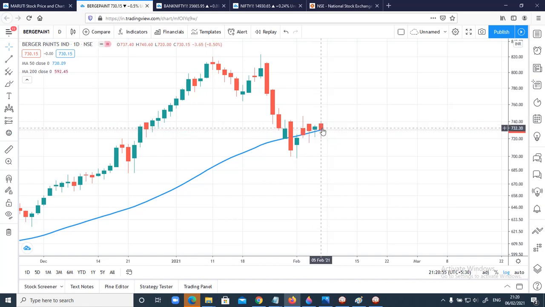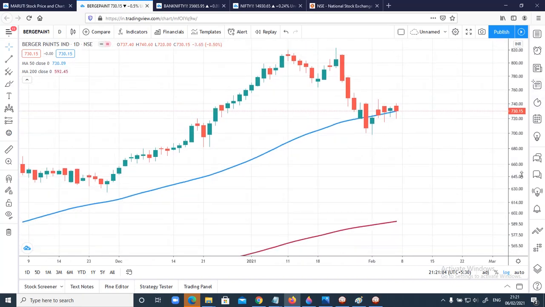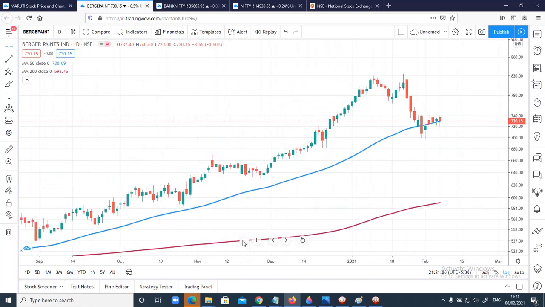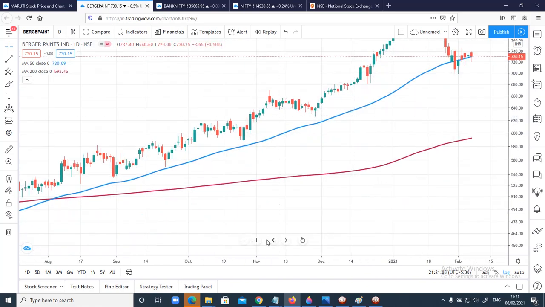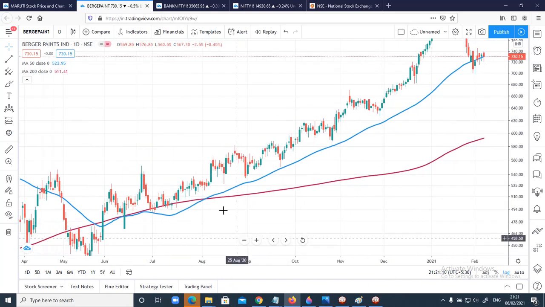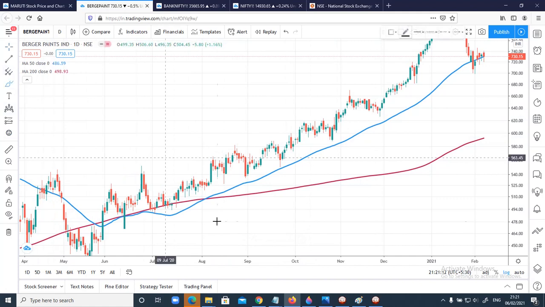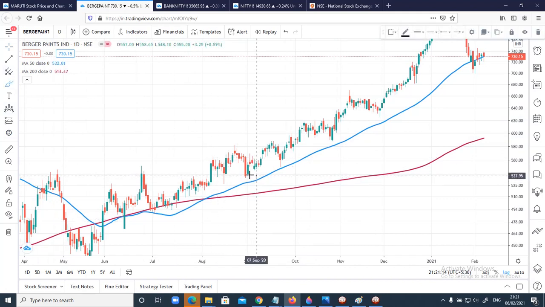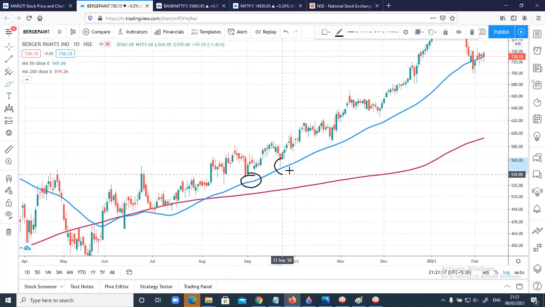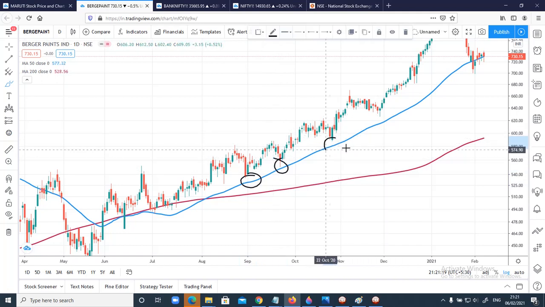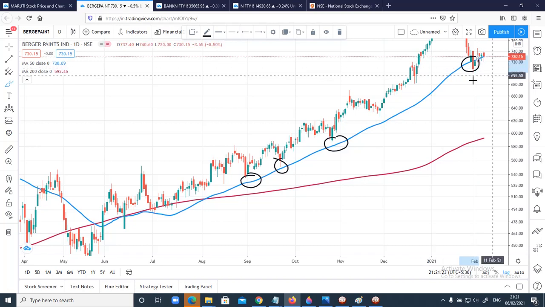Let's see what the closing was on Friday. The Friday closing was 730.15 and the 50 moving average was 730.09. So what can happen here? Let's first check out what has happened with the trend line and how it has supported this 50 moving average. Okay, now you can see here the prices had almost reversed every time somewhere near the 50 moving average itself. It has not touched here any time. In fact, this is the first time it is breaking this 50 moving average and bouncing up.